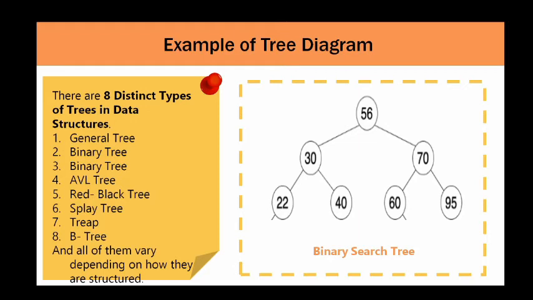So let's ask the question first. Is 60 greater than 56? 56 is our root, which means 56 is our very first node. If 60 is greater than 56, let's move to the right node, otherwise move to the left. Since the answer is yes, let's move to the right node, which is 70. Then let's ask the question again, is 60 greater than 70? In this case, 60 is not greater than 70. So let's move to the left node. And that's it. That's how you use a tree diagram in data structures.